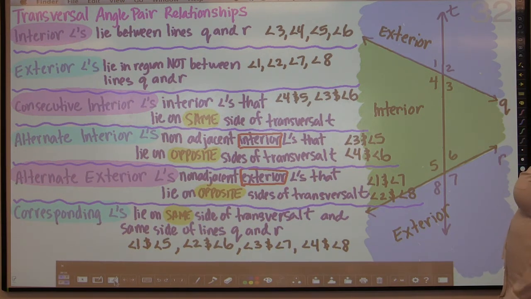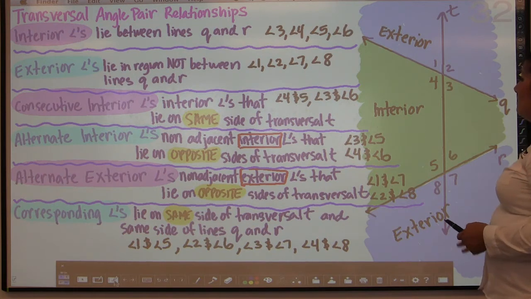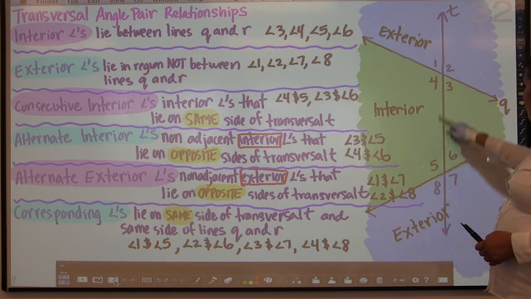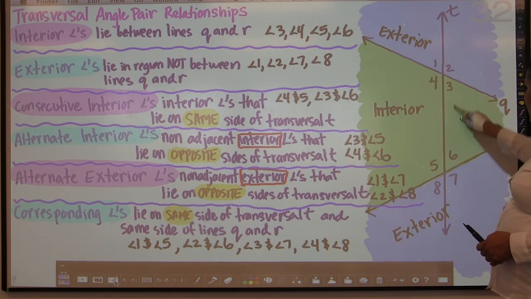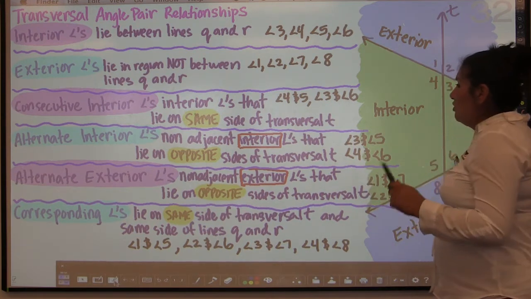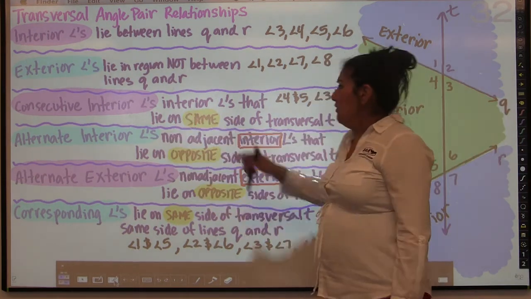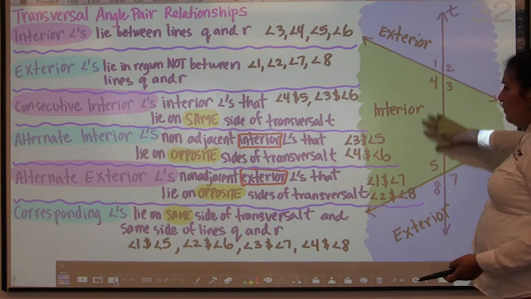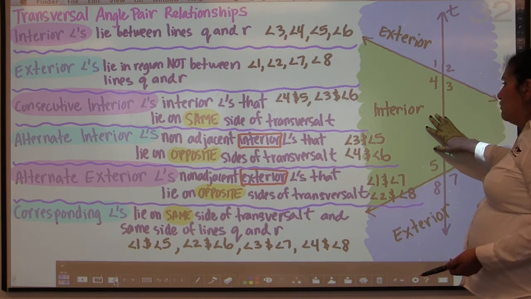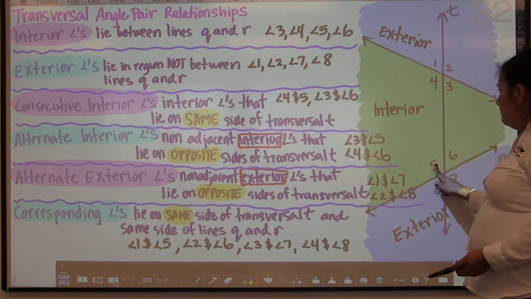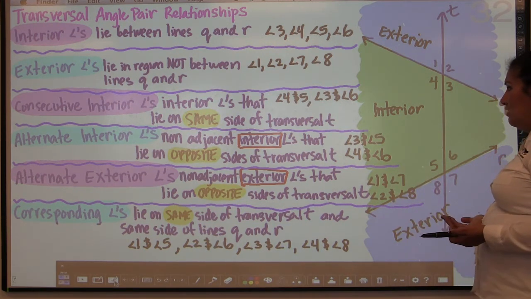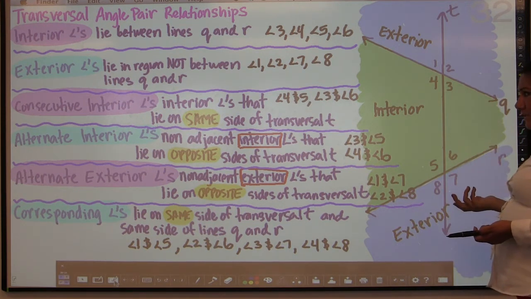Consecutive interior angles are angles that lie on the same side of the transversal. Okay, so here's my transversal. So we've got 4 and 5 and 3 and 6. Consecutive interior. They're on the same side of the transversal, but they're also interiors. It says interior angles, so they have to be angles inside the green region, and they have to be on the same side of the transversal. So 4 and 5 are on the same side of T, and they're inside of the two lines, so those will be consecutive interior, and then 3 and 6 would be consecutive interior.